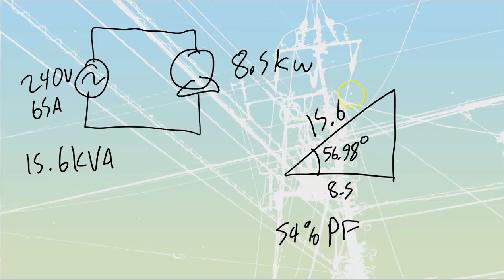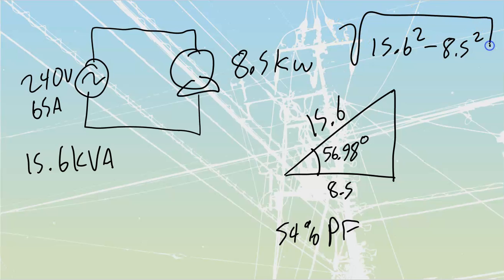Alternatively, you can use 15.6 and 8.5 to figure out this side over here. Let's do that with Pythagoras. We've done a lot of the other method, so we might as well do this one. 15.6 squared for the VA squared, minus my watts, 8.5 squared, and I take the square root of that whole thing. When I do so, I get a value of 13.1 kVARs.